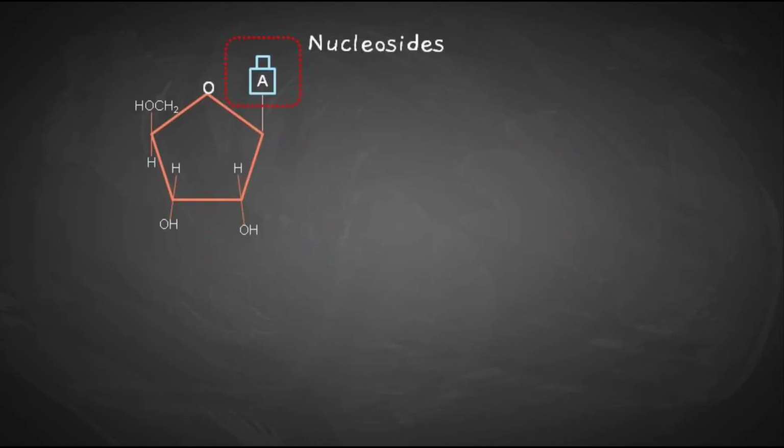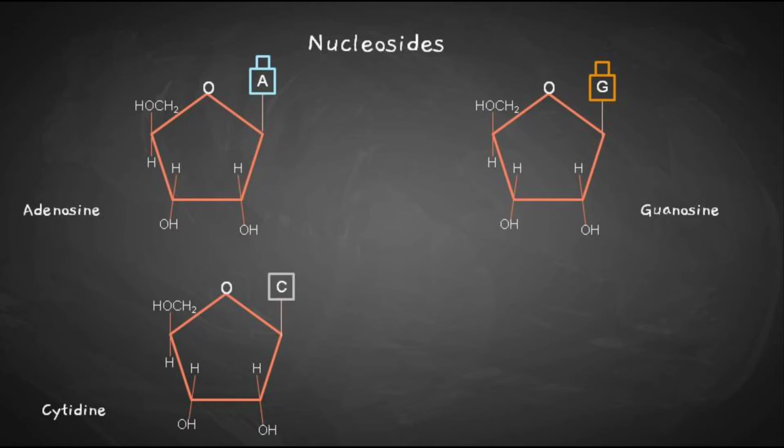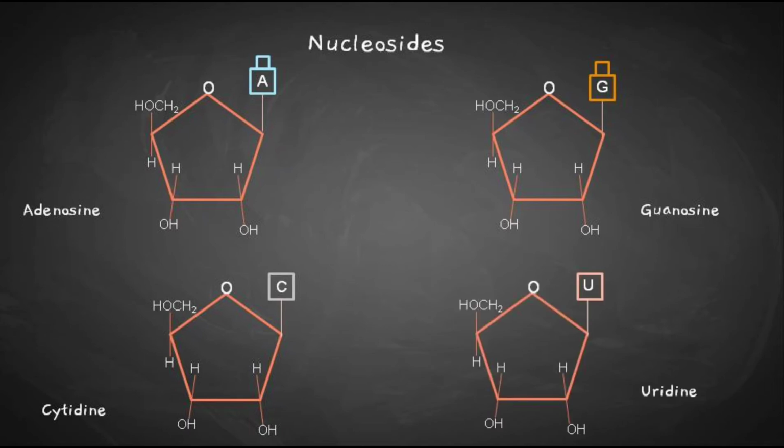When the nitrogenous base adenine links with ribose sugar, it is called adenosine. Similarly, when guanine links with ribose sugar, it is guanosine. Cytosine with ribose is cytidine. Uracil with ribose sugar is uridine.